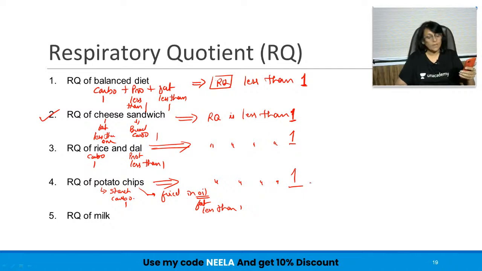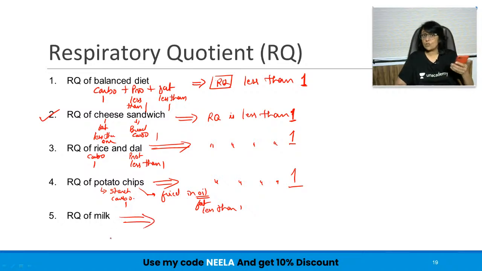Ayush, it is not 1. Initially you all gave the correct answer, less than 1. But when I started asking why, give me the reason, then you shifted to 1. Originally it was the correct answer, but whenever you answer, you have to know the reason for it. Alright? Now last one. What is the RQ of milk?